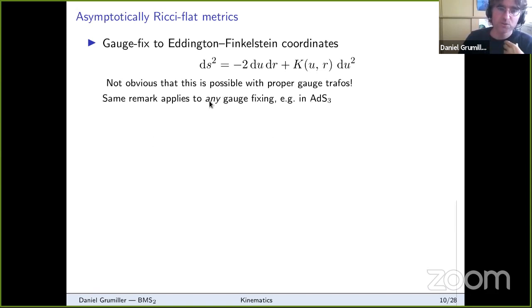So if you want to address this issue, you should avoid any gauge fixing and try to find the most general class of boundary conditions that is compatible with asymptotic flatness. But here we are more modest. We're fine with gauge fixing to Eddington-Finkelstein coordinates and just look for boundary conditions in this restricted setup. There might be and will be generalizations of this, but already in this restricted setup, we find interesting structures. So let's focus on this.